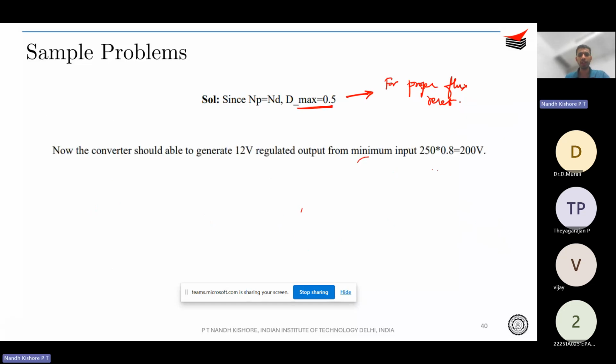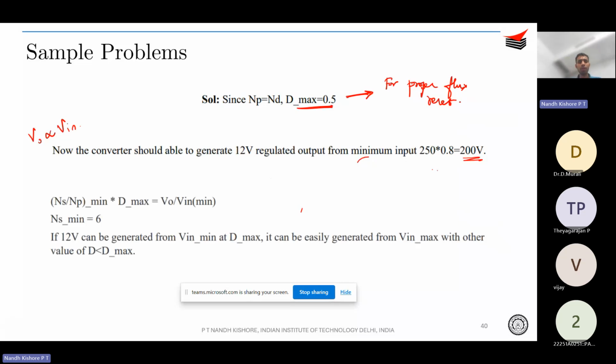Okay, so for proper flux reset, you know that Dmax should not exceed 0.5, correct? So from the minimum input, that is plus or minus 20%, that is with minimum input itself, that is with 200 volts, you should be able to generate 12 volts. This is a buck converter, right? That is V naught is proportional to V in. So with minimum voltage also, you should be able to generate 12 volts. Okay. So with this idea, you get that N minimum into D max, that is V naught by V in is equal to N into D.